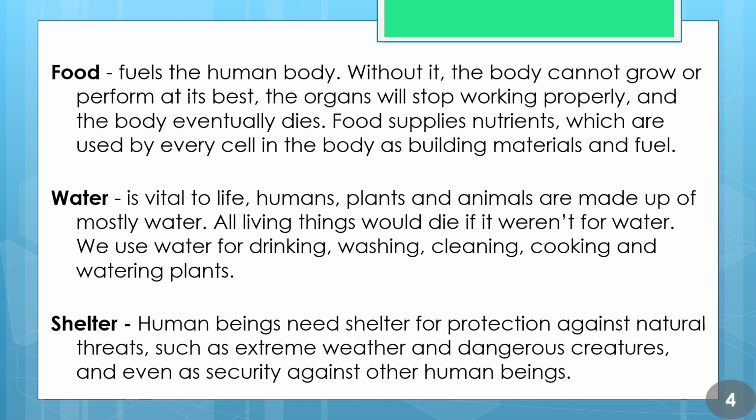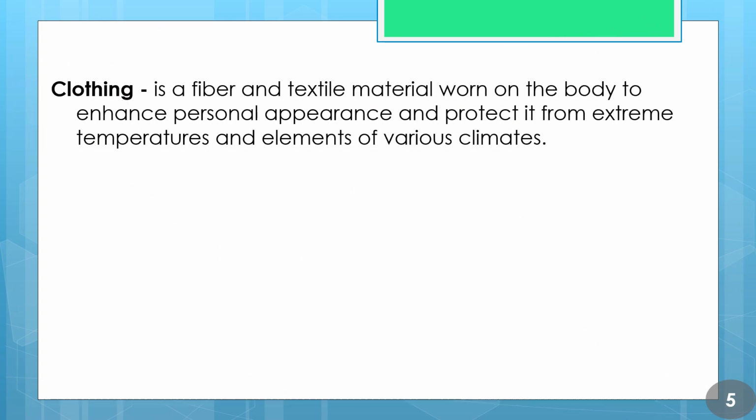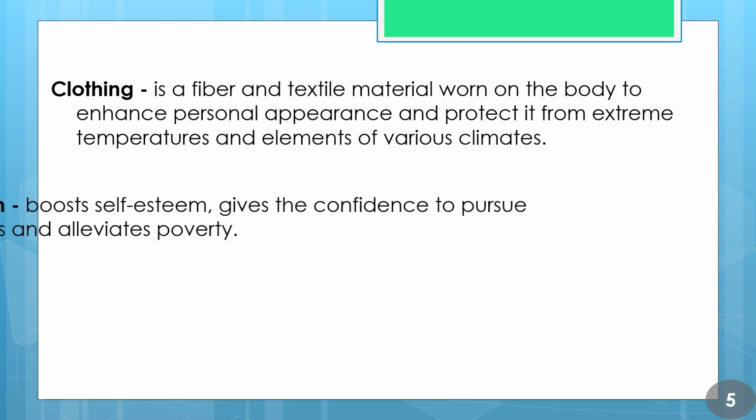Shelter. Human beings need shelter for protection against natural threats, such as extreme weather and dangerous creatures, and even as security against other human beings. Clothing. It is a fiber and textile material worn on the body to enhance personal appearance and protect it from extreme temperatures and elements of various climates.